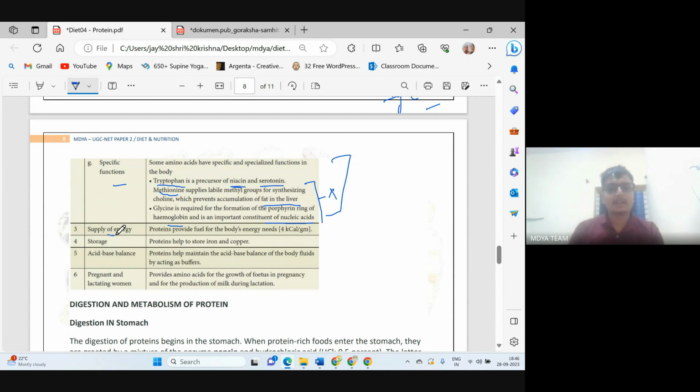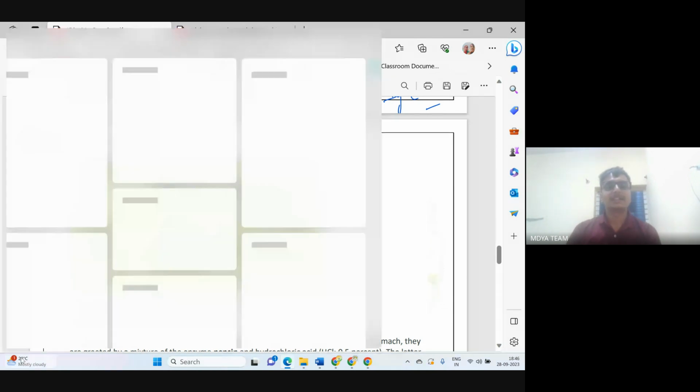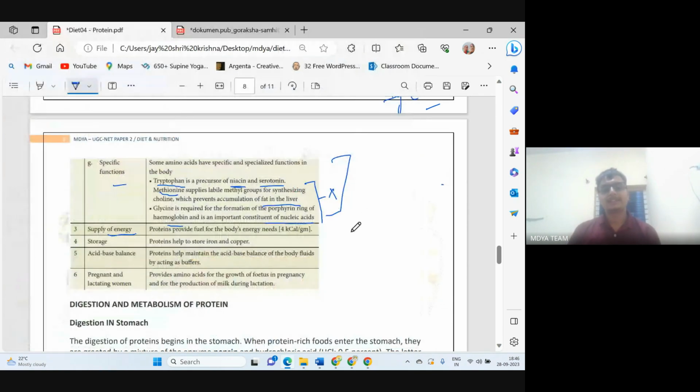Next is supply of energy. Although protein is not the favorite source of energy for our body, still when there is a deficiency of carbohydrate, our body produces energy from protein, and protein also has the same calorific value. Can someone explain this calorific value?